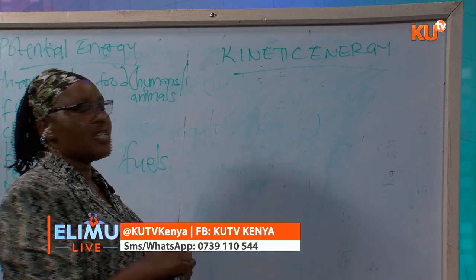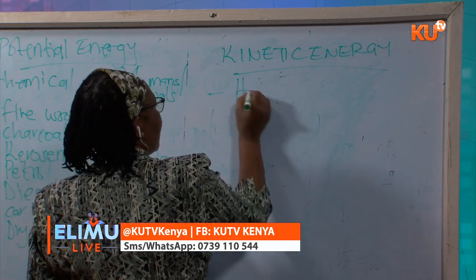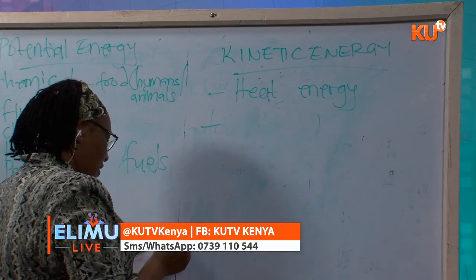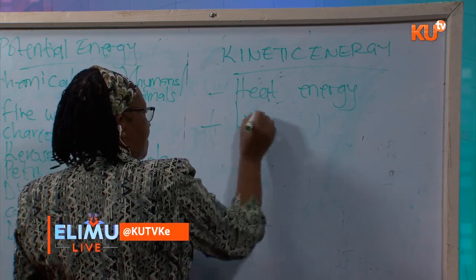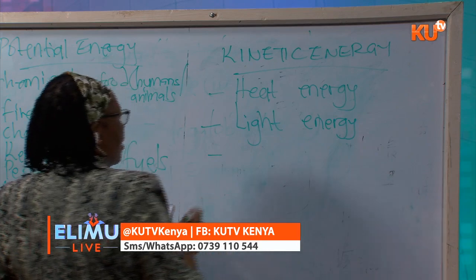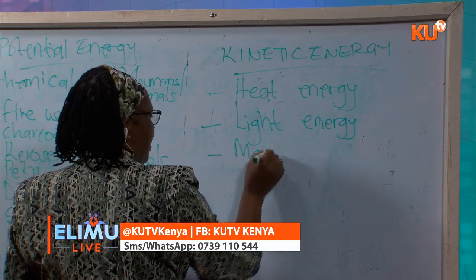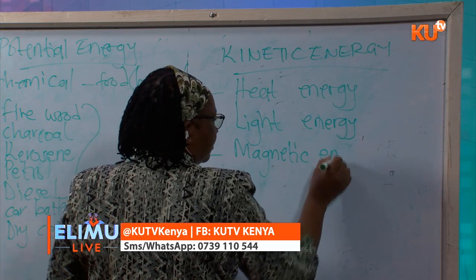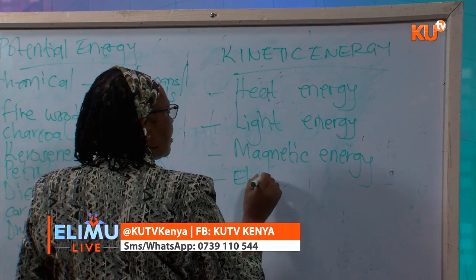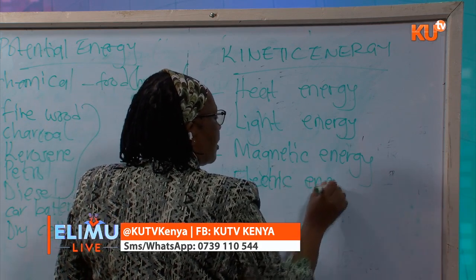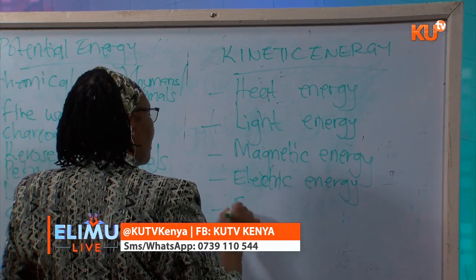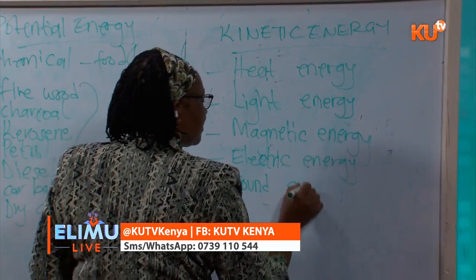We have examples of kinetic energy, and the first one is heat energy. These are types of kinetic energy. We have light energy, another form of kinetic energy. We have magnetic energy and electric energy, another form of kinetic energy or energy due to movement. Then we have sound energy.